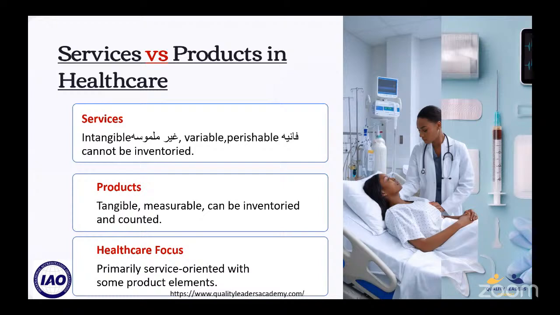And it cannot be inventoried. Like, it's related to perishability. You can't stockpile surgeries on demand, right? So just like how you stockpile products, you can't stockpile the services. They can't be inventoried. Now, products are tangible, measurable, and can be inventoried and counted. So where does healthcare stand? Healthcare is primarily service oriented with some product elements.